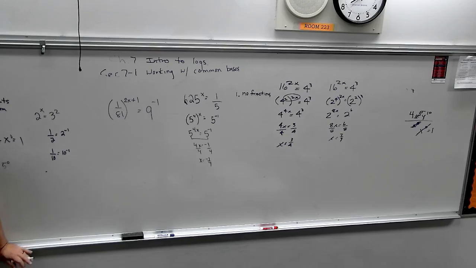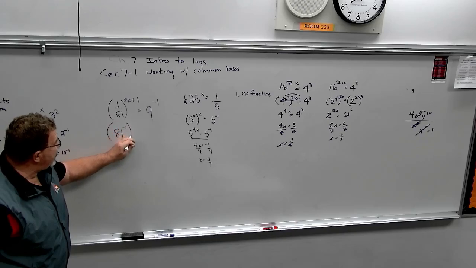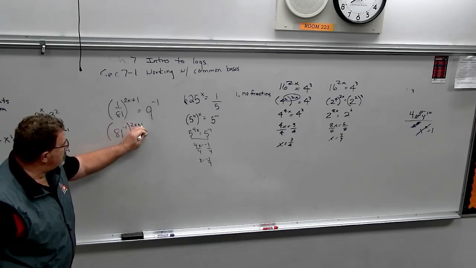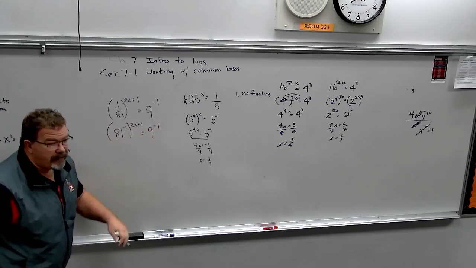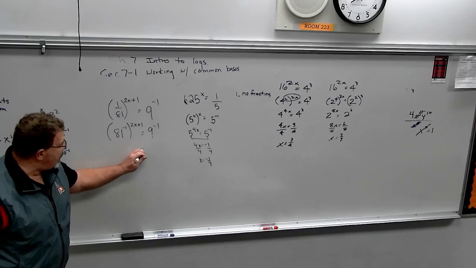Right off the bat, what do you see that you don't want? You have a fraction. So how am I going to get rid of that 81? Negative exponent. So I'm just going to rewrite this as 81 to the negative 1. That would be my first step. I do not want fractions, ever. So I just use a negative 1 to get rid of it. Now we've got to figure out a common base. What do you think our common base is going to be? It's going to be 9.